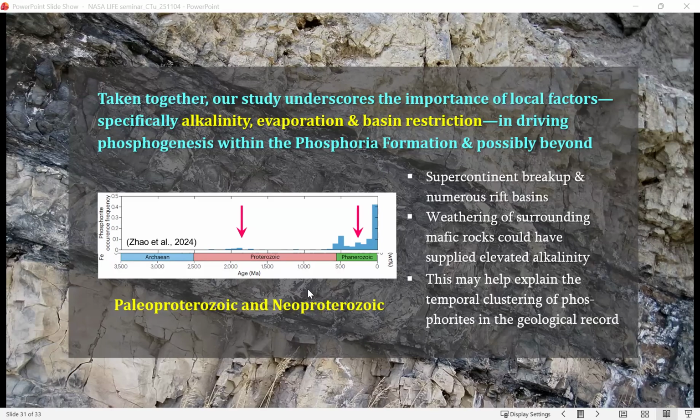As I mentioned in the beginning, most phosphatic deposits occur in the Paleoproterozoic and the Neoproterozoic-Cambrian transition. These intervals coincided with episodes of supercontinent breakup, which created numerous rift basins. Weathering of surrounding mafic rocks could have supplied elevated alkalinity. So if true, our model may help explain the temporal clustering of phosphorites in the geological record.